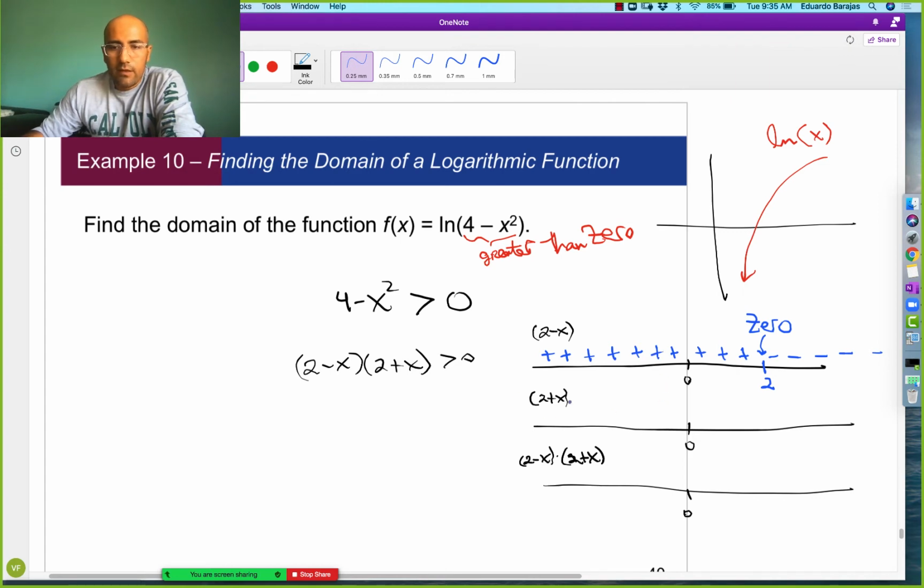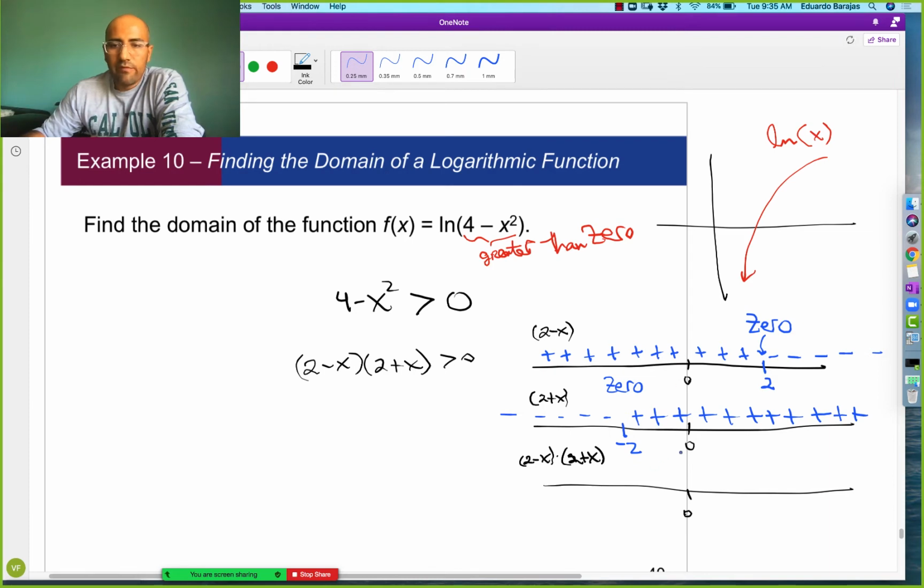Good. Okay, now looking at this, the new 0 will occur at -2. Here's -2. Here is where a 0 will occur for this one. 2 plus -2 is 0. And if I put numbers in this direction, it becomes positive. 2 plus 0 is positive. 2 plus 1 is positive. 2 plus -1 is still 1. It's positive. So it becomes positive in this direction. Therefore, it's going to be negative in this direction.